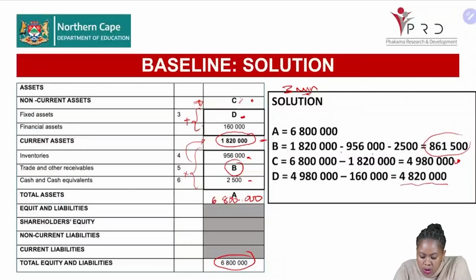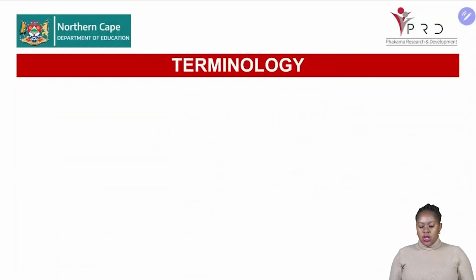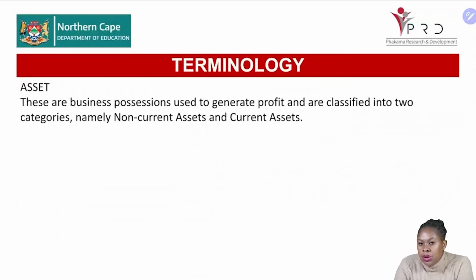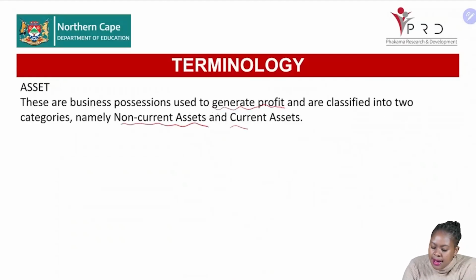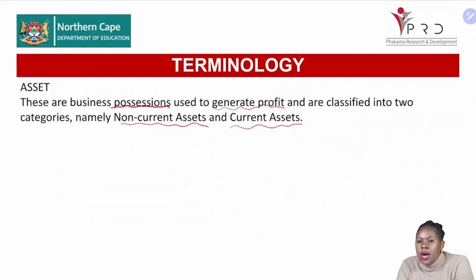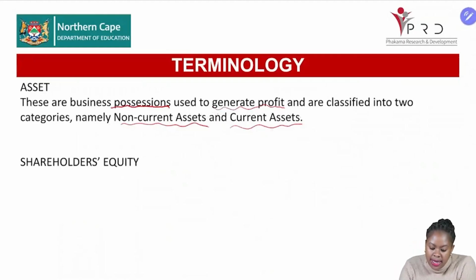And that is the value over there. All right. Let us quickly talk about the terminology. The terminology that will be used today is assets specifically. These are the business's possessions used to generate profit and are classified into two categories, namely the non-current assets and the current assets. Non-current assets means that we own those assets for more than a financial year, and the current assets are the assets that we own for 12 months or less. That is what the assets are.